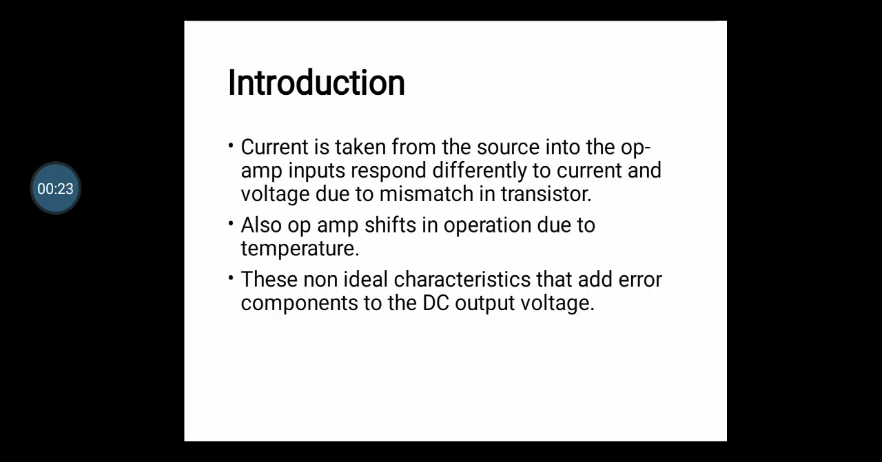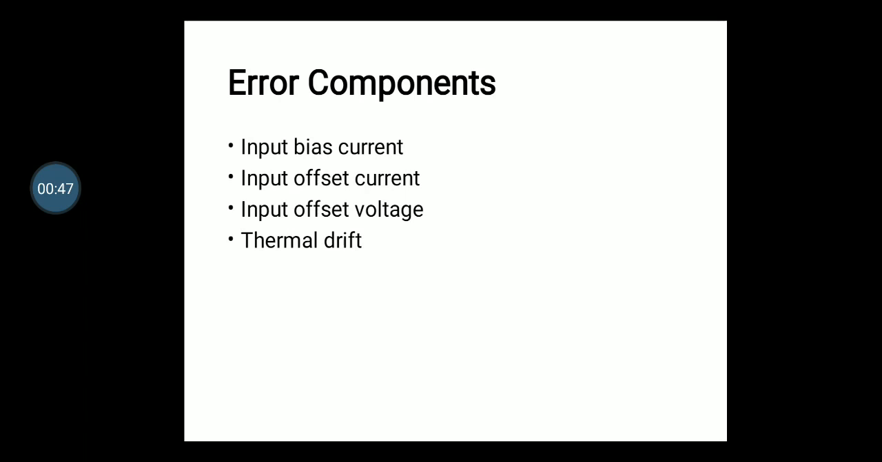Current is taken from the source to input terminals because of the mismatch in transistors. The two inputs respond differently to current and voltage. Also, op-amp shifts in operation due to its temperature. So these non-ideal characteristics that add error components to the DC output voltage are input bias current, input offset voltage, and thermal drift.